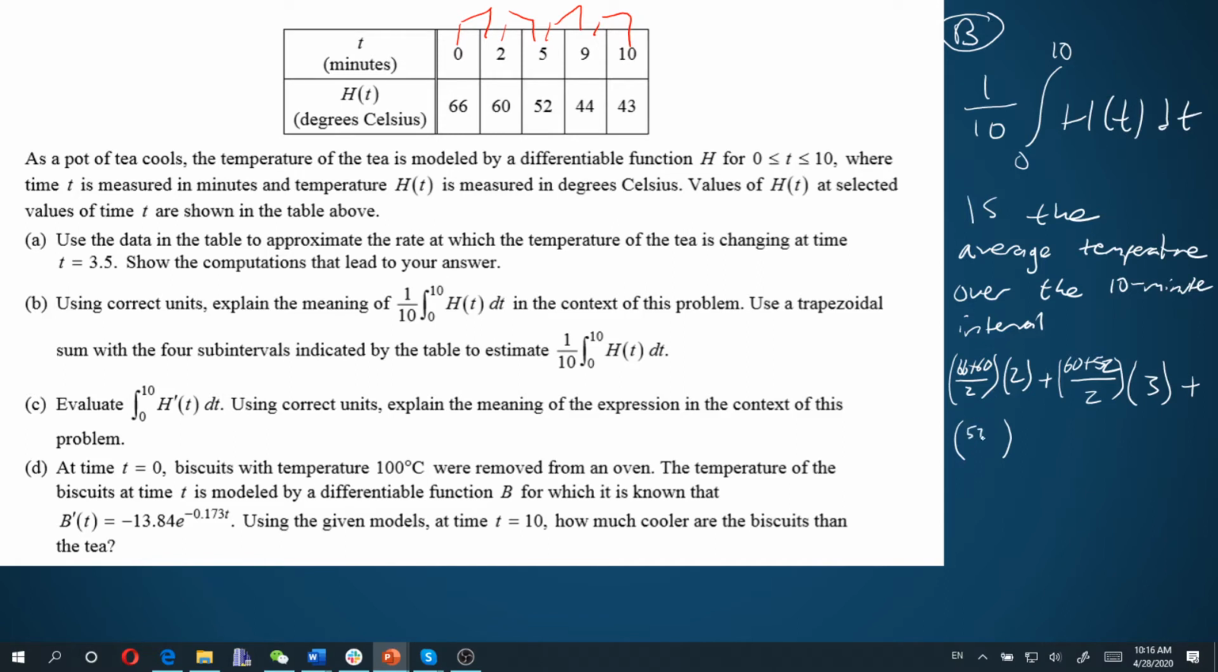52 plus 44 over 2 times 4, plus 44 plus 43 over 2 times 1. Okay. So this is, I'm just going to do this here.